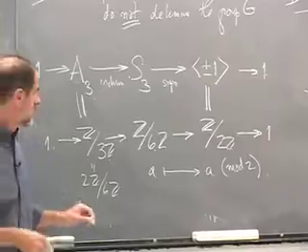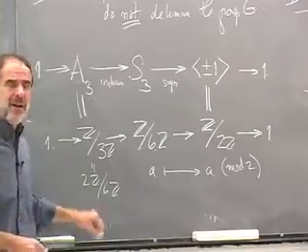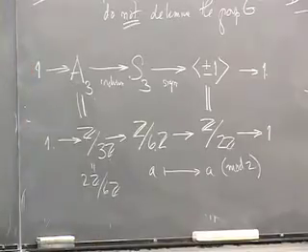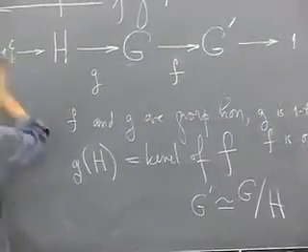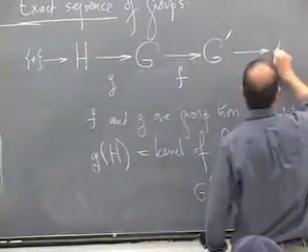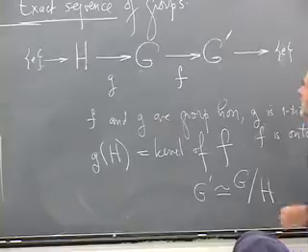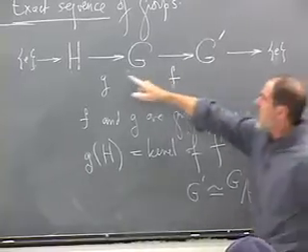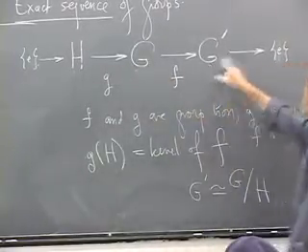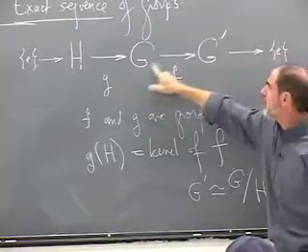Yeah? I'm not sure I understand what the ones on your end. Those ones are just the trivial groups. Sorry, suppose I wrote it like this. What they mean to indicate in this exact sequence terminology is that this map is an inclusion and this map is onto.